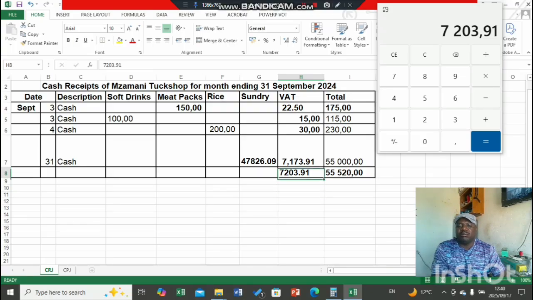People get into trouble for using this amount. This amount here, 7,200, belongs to SARS. What is your money? Your money is 55,520. That's what you can use, not this amount. You will get into trouble if you use that amount. So you keep this and not use it.